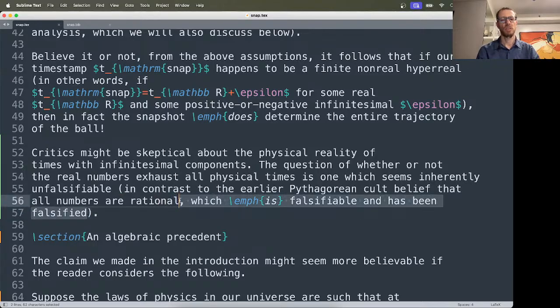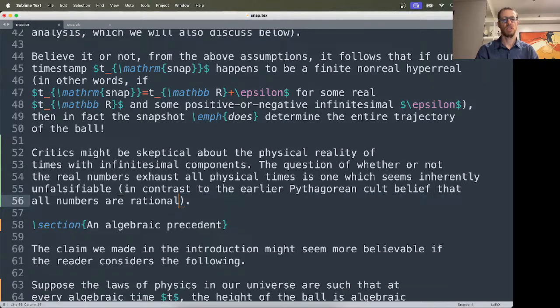Maybe I should weaken this. Delete that clause, just say in contrast to the earlier Pythagorean cult belief that all numbers are rational. Yeah, by not explicitly making the comparison, but just mentioning the Pythagorean cult belief, the reader can connect the dots themselves and nobody is insulted.